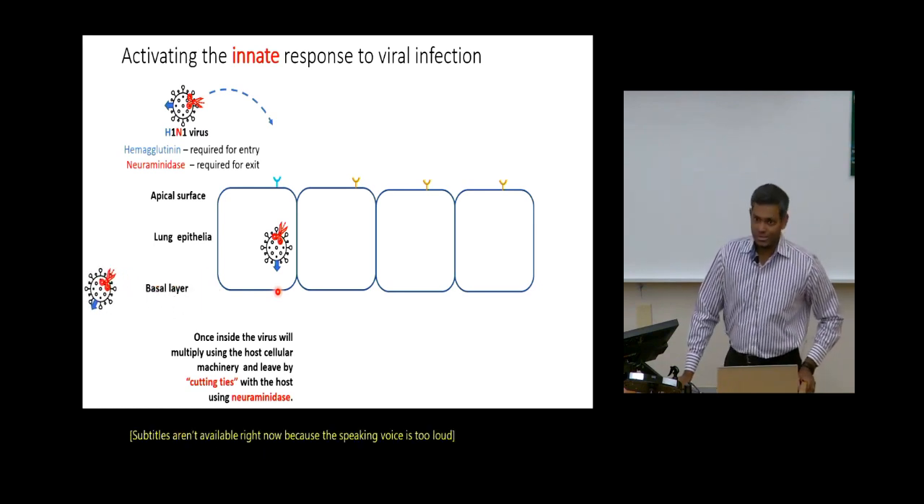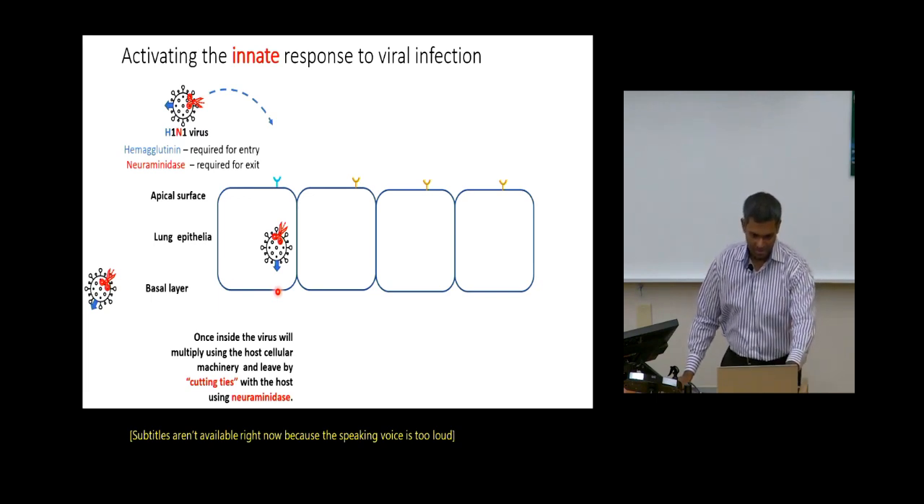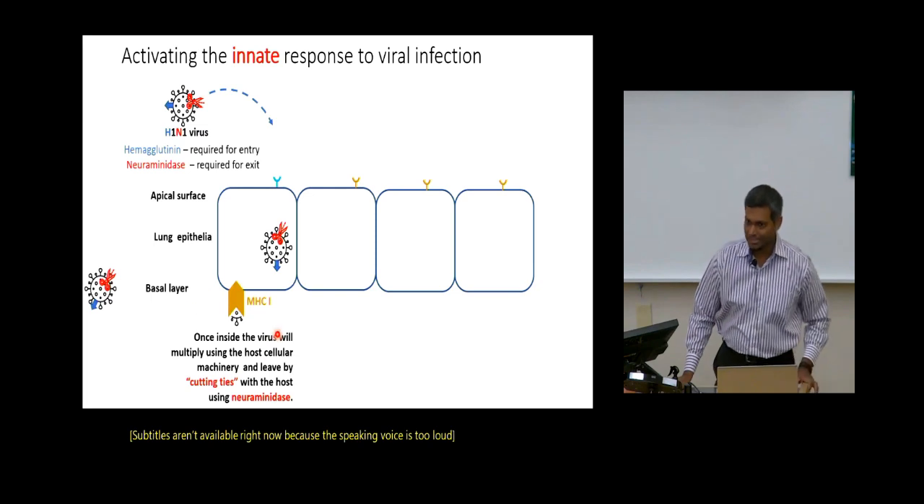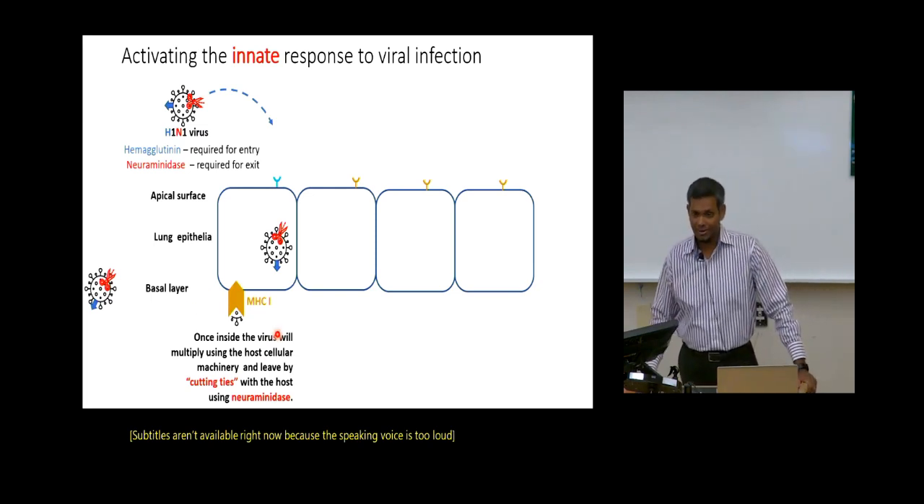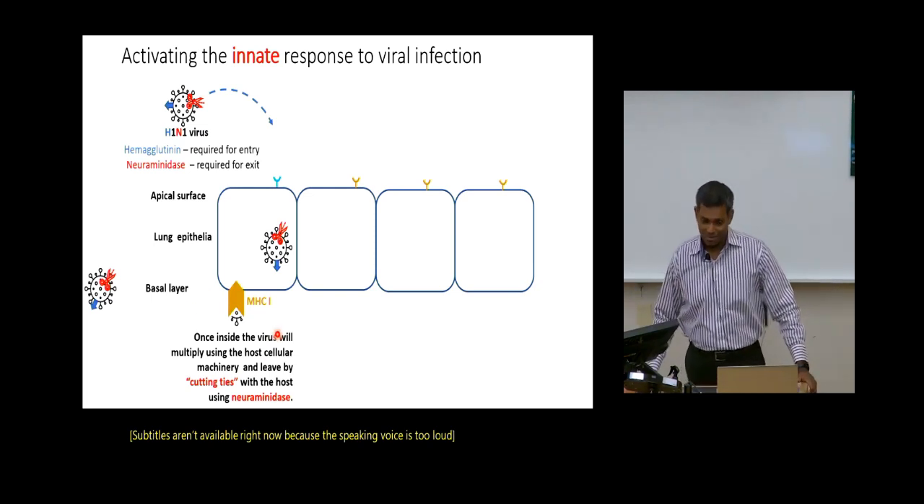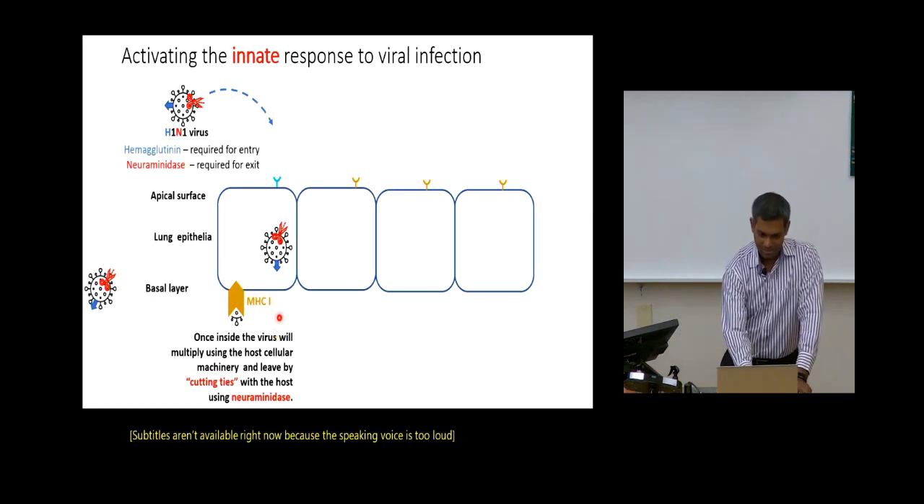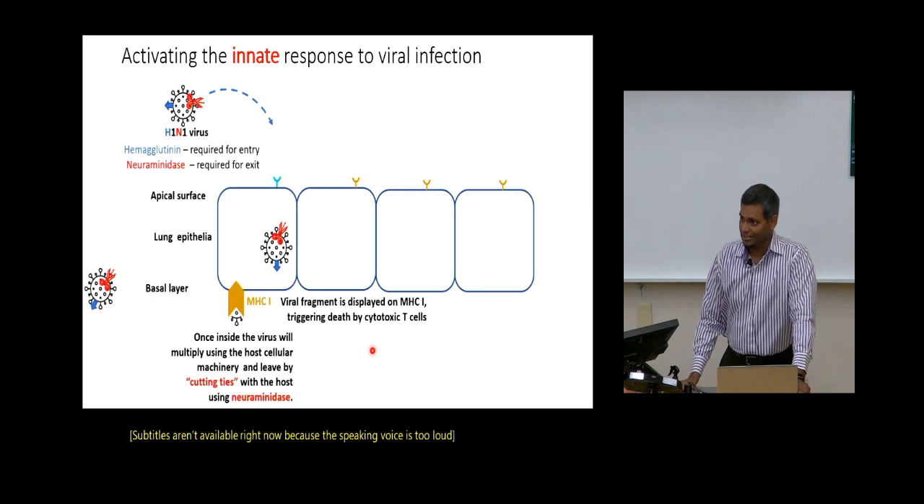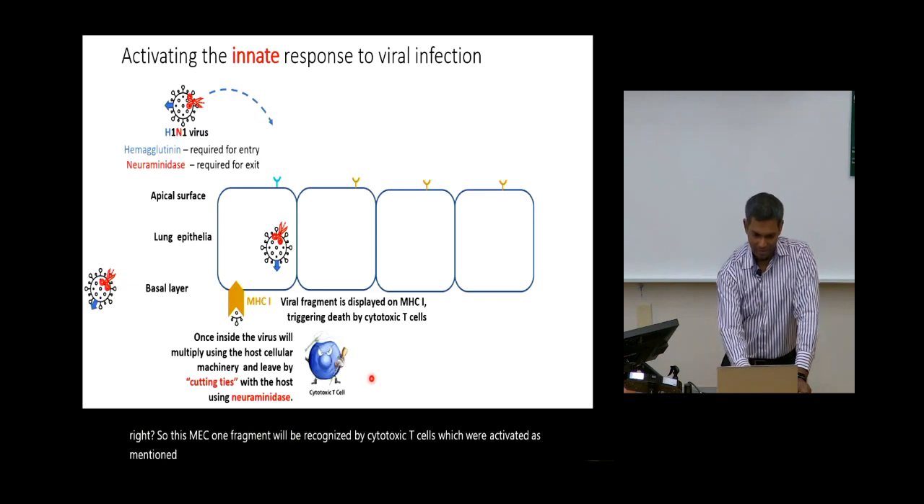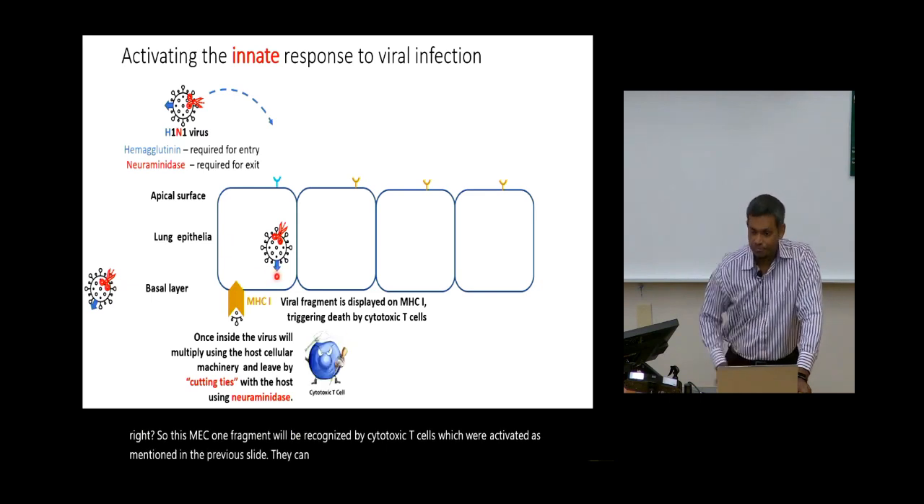So now this cell which is infected is at a point of no return, right? It's expressing a fragment of the virus on MHC1 saying, please come and kill me, I'm infected, we can't move on, right? So this MHC1 fragment will be recognized by cytotoxic T cells, which were activated as mentioned in the previous slide, and they can kill this infected cell.